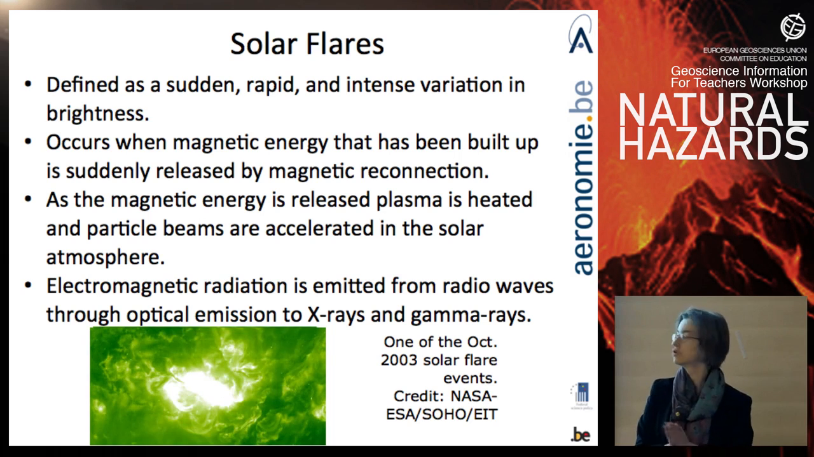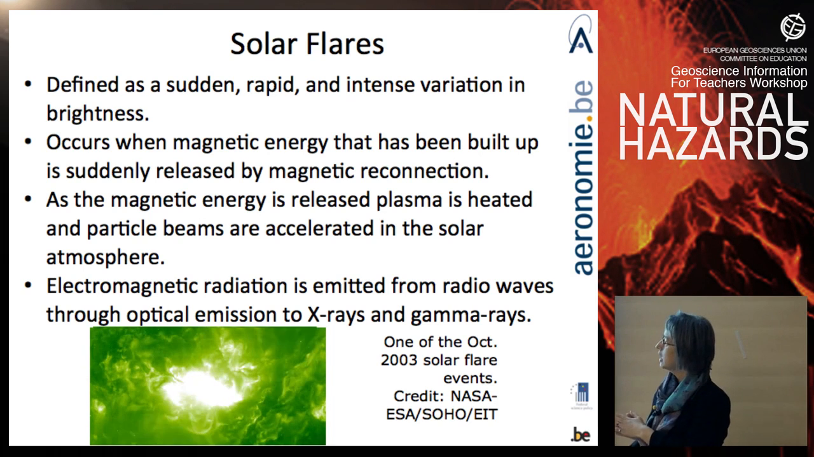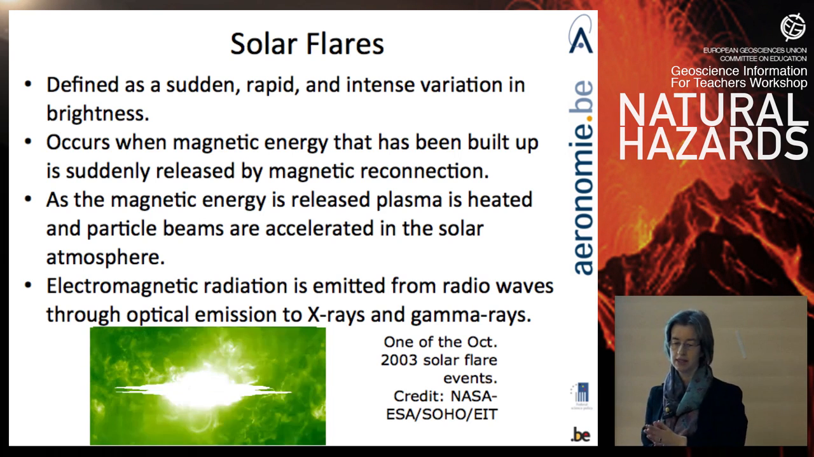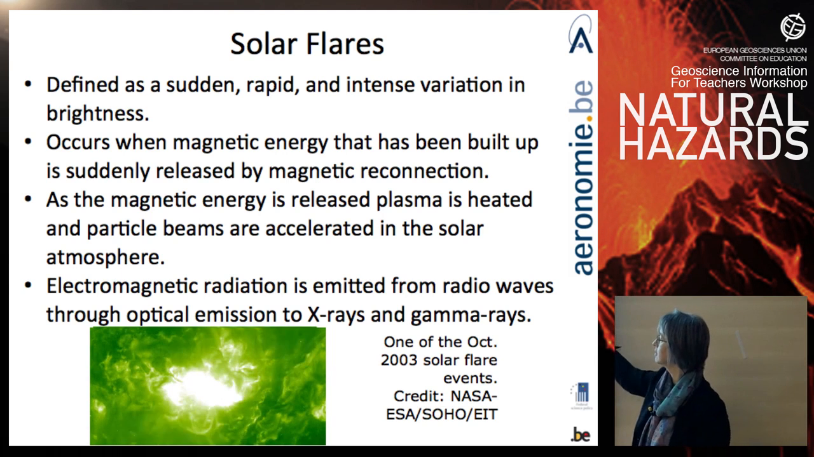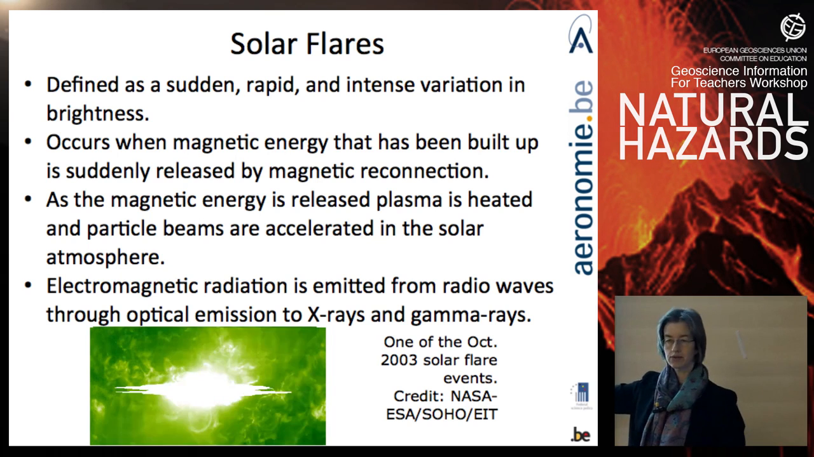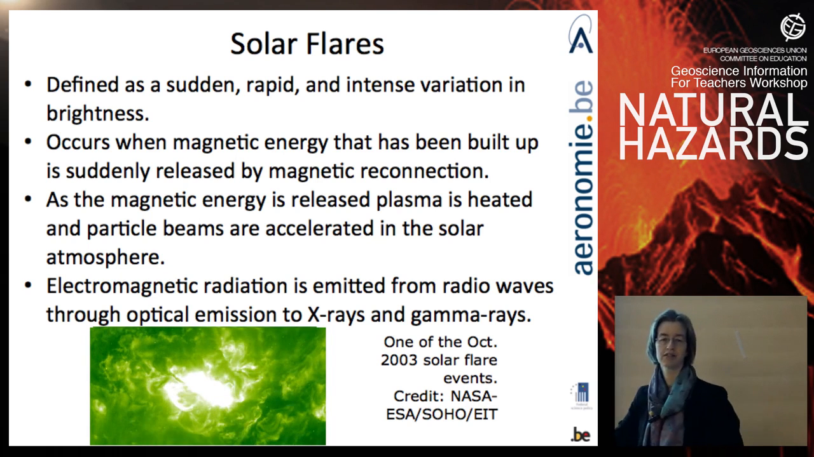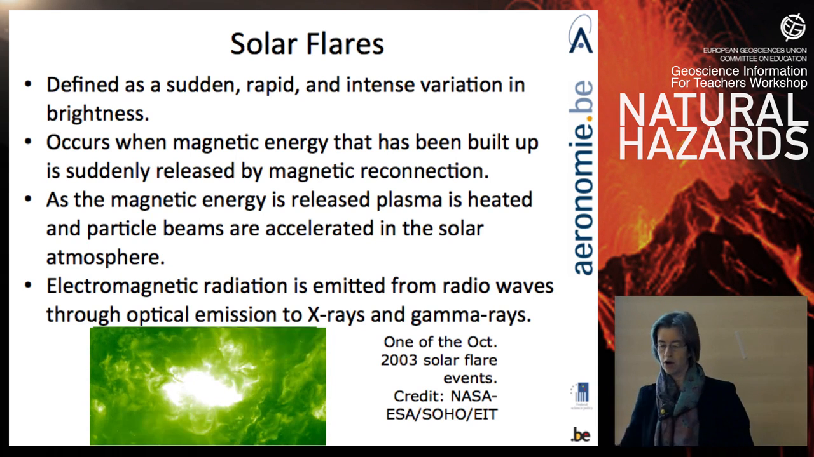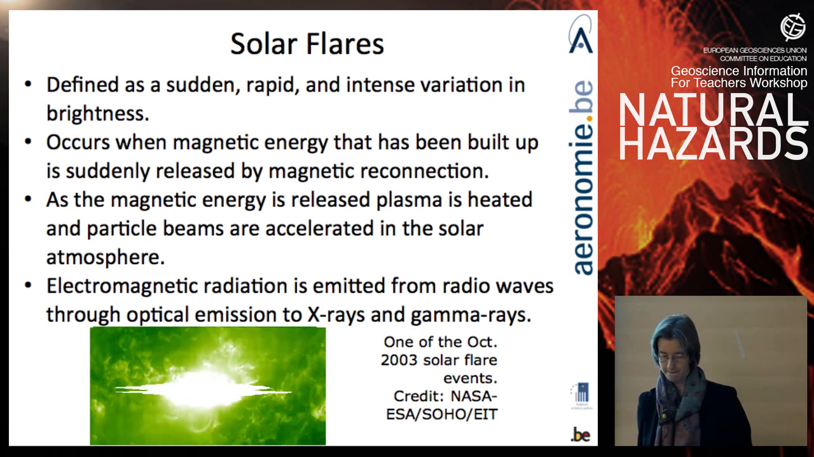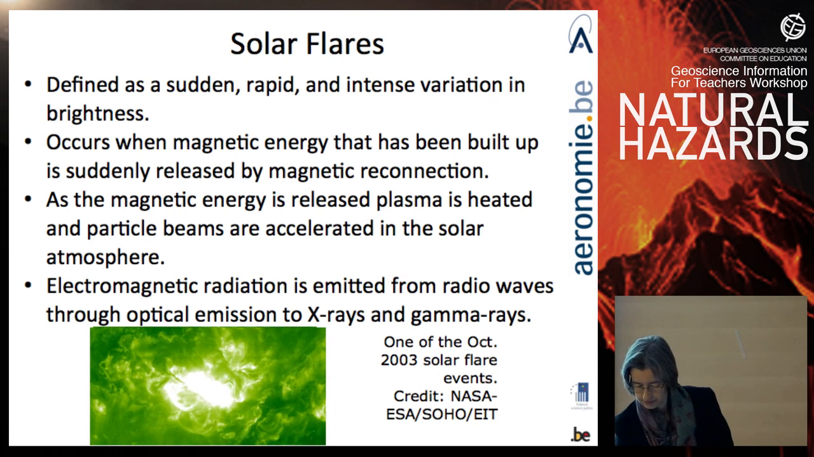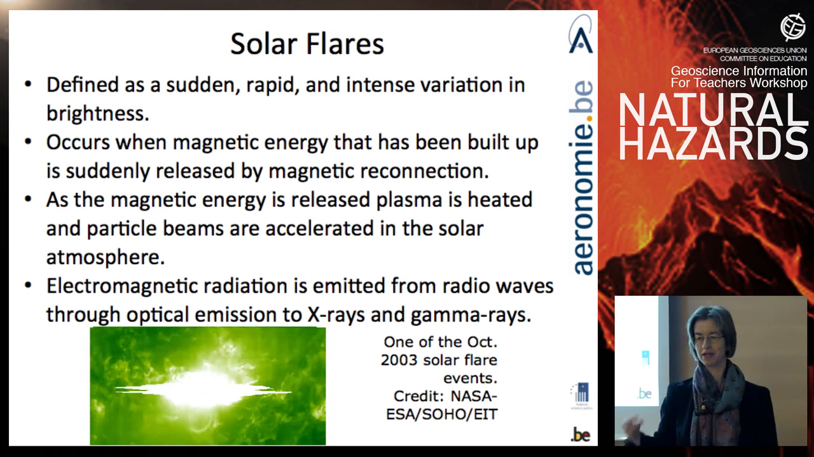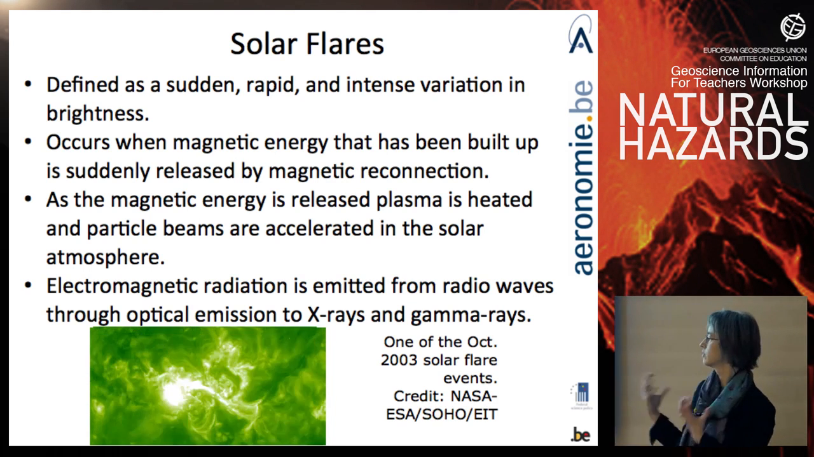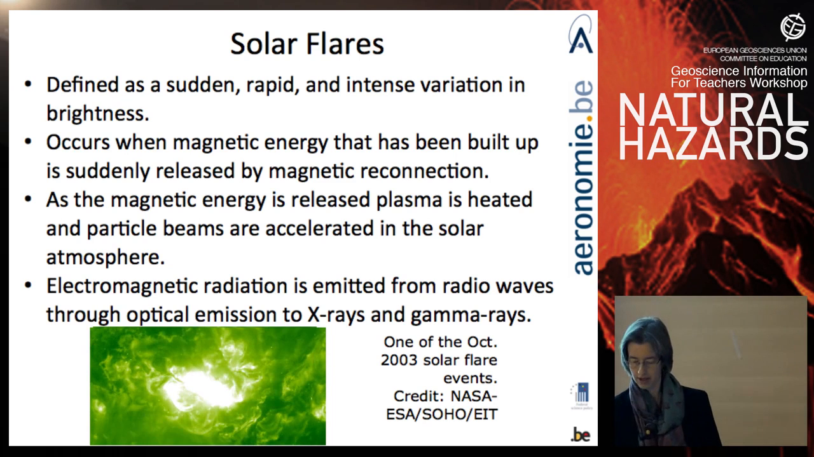And when this energy is released, it's heated, and particle beams are also accelerated in the solar atmosphere. And that's why with these particles, you see this radiation in the electromagnetic spectrum in different wavelengths from radio all the way to gamma rays. Okay? Also, please remember again, these are color-coded images, okay? But again, to show more strongly what it is that's occurring.